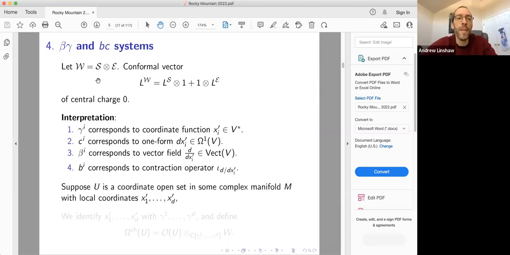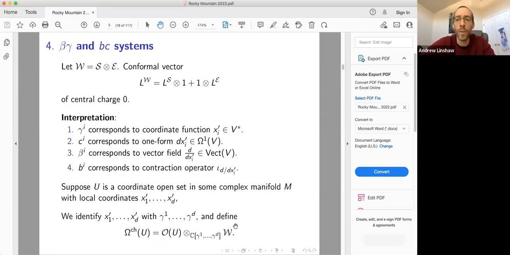And now what I want to do is make this W bigger by throwing in all the holomorphic functions. So let's say that U is now a coordinate open set in some complex manifold, and x1 prime through xd prime are my local coordinates. So these local coordinates, I'm just going to identify with these gammas. And I'm going to tensor W, this vertex algebra that I had, with the ring of holomorphic functions O of U. I'm tensoring over the polynomial ring. So these polynomials are in W, but I can also think of them here. Okay, so the first thing I need to do is explain how this naturally has a vertex algebra structure.